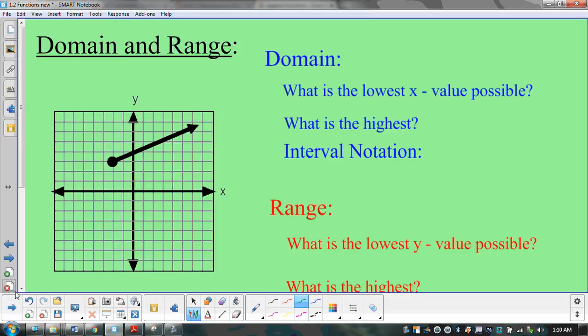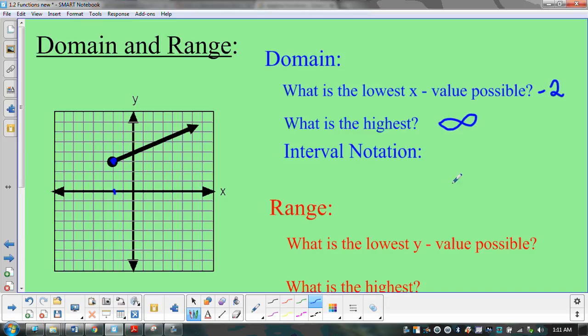All right, here's where it gets interesting. Let's look at this graph. We want to ask, what is the lowest x value? Well, as I look at this graph, it starts here, and its x value is right here. That's a -2. So its lowest value is a -2. Well, what's its highest value? Well, if I keep looking on the x-axis, this graph never ends. It keeps going to the right forever. So it never stops going to the right.